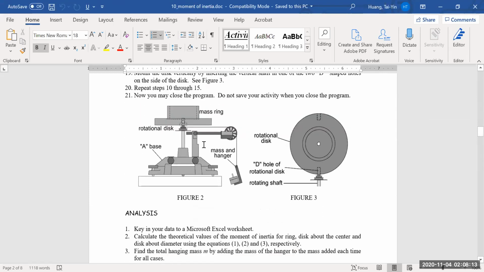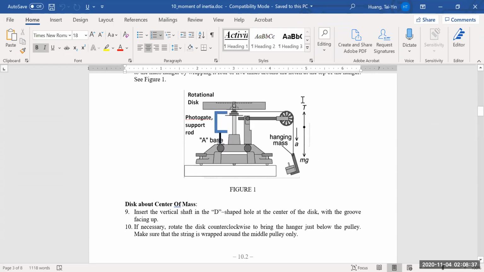And then this configuration on the right is when you change the configuration. The same disk is going to rotate about the diameter, and the one on the left is when you put the ring on the disk and then let it spin. Data analysis wise, you'll just be dealing with the configuration like this, when it is rotating about the center of mass. Okay, and so let's go back to the theory.